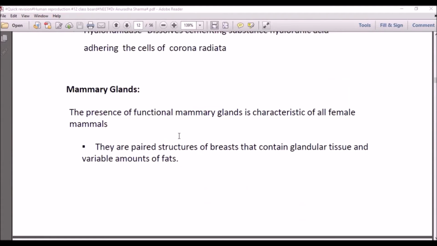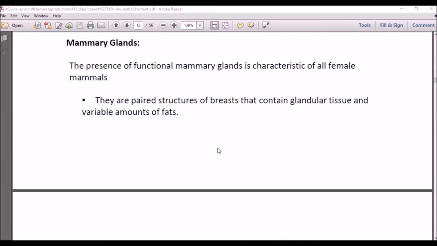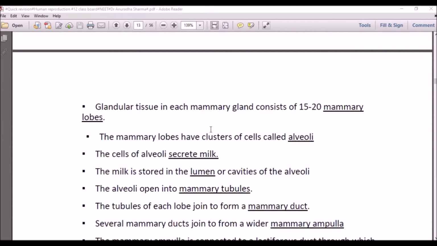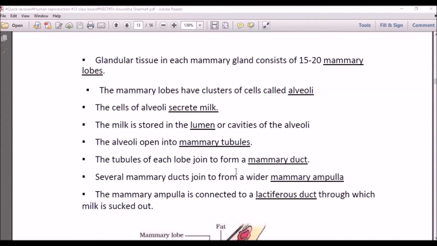Now, mammary glands. We know that a pair of mammary glands is present in the female, and they are paired structures of the breast that contain glandular tissue, and fat is also present. This glandular tissue in the mammary gland is made of 15 to 20 mammary lobes. And the lobes have clusters of cells known as alveoli. These cells of the alveoli secrete milk, because the function of the mammary gland is to secrete milk to feed the child. The milk is stored in the lumen or cavities, and the alveoli open into mammary tubules.